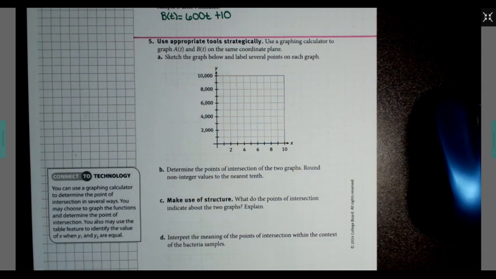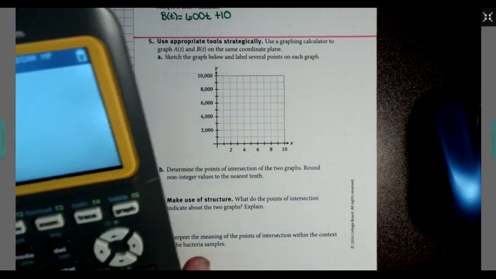Number 5, use appropriate tools strategically. Use a graphing calculator to graph A of t and B of t on the same coordinate plane. Sketch the graph below and label several points on each graph.